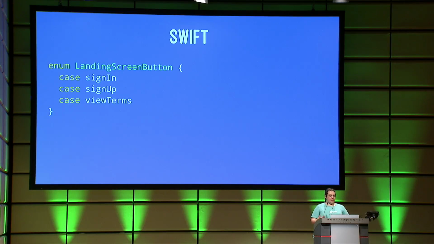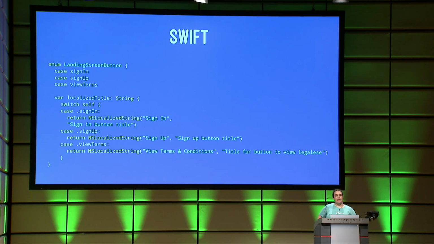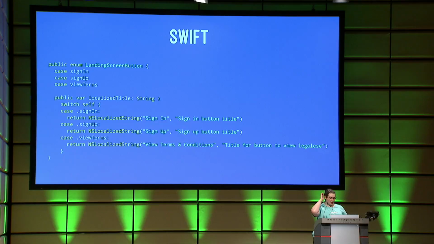So let's say you have a fairly simple enum listing the 3 buttons that are on your splash screen: sign in, sign up, view terms. One thing you might want to do is give information about what the title should be for that button. So to do that, you can add a computed property which gives you the localized title for each button. Now, this is really, really useful for configuring UI.